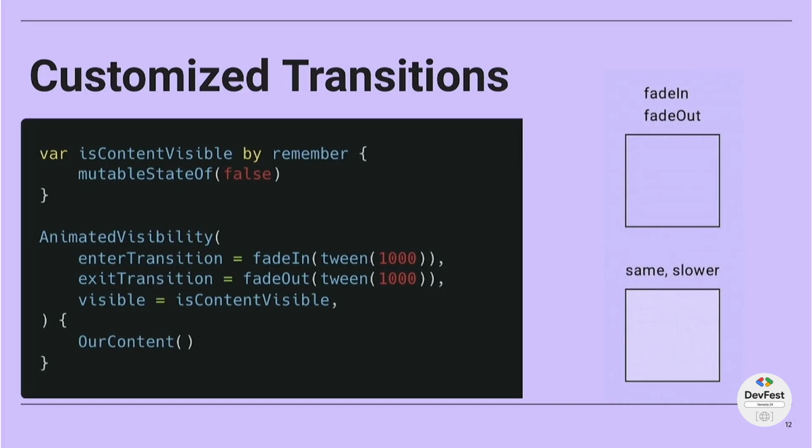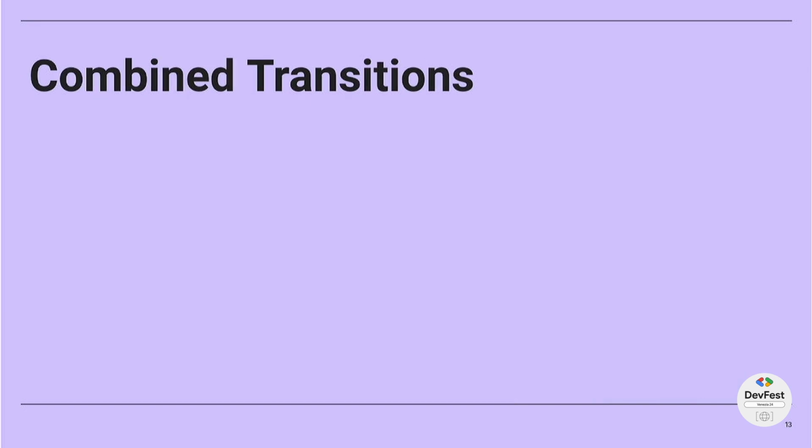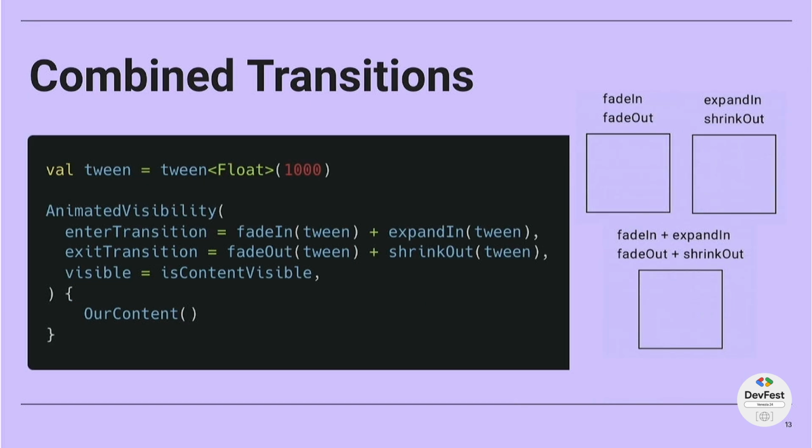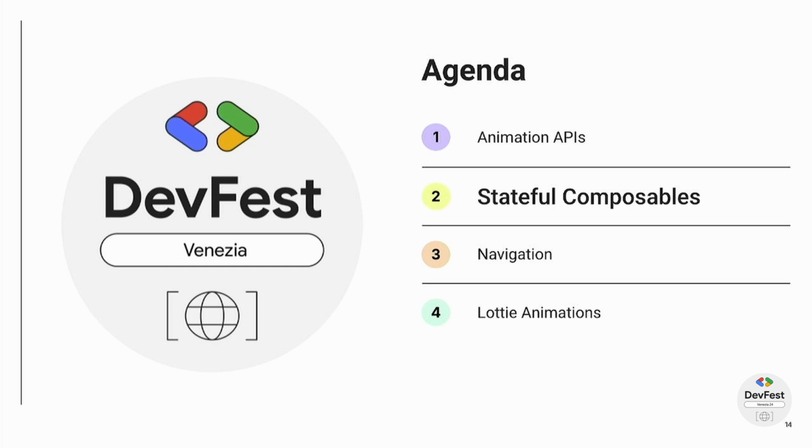It's possible to customize these animations, as in making them slower. For example, this is the default one that takes 300 milliseconds, and this one takes a full second. So it's the same animation, just slower. It's also possible to combine multiple animations. This is fade in, fade out, expand in, shrink out, and those are the two combines. You can see while this gets smaller, it also becomes transparent. Okay, and that was it for the animation APIs.